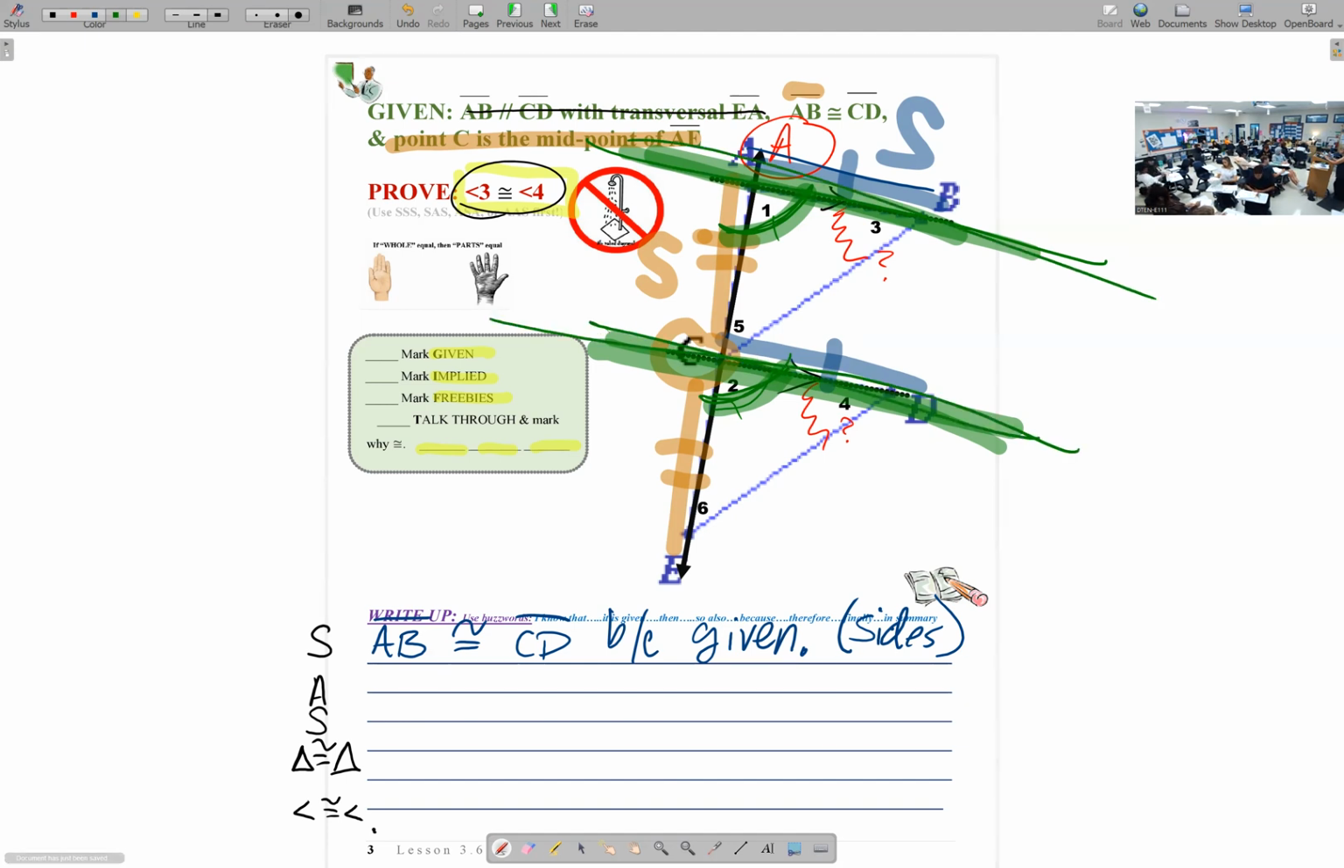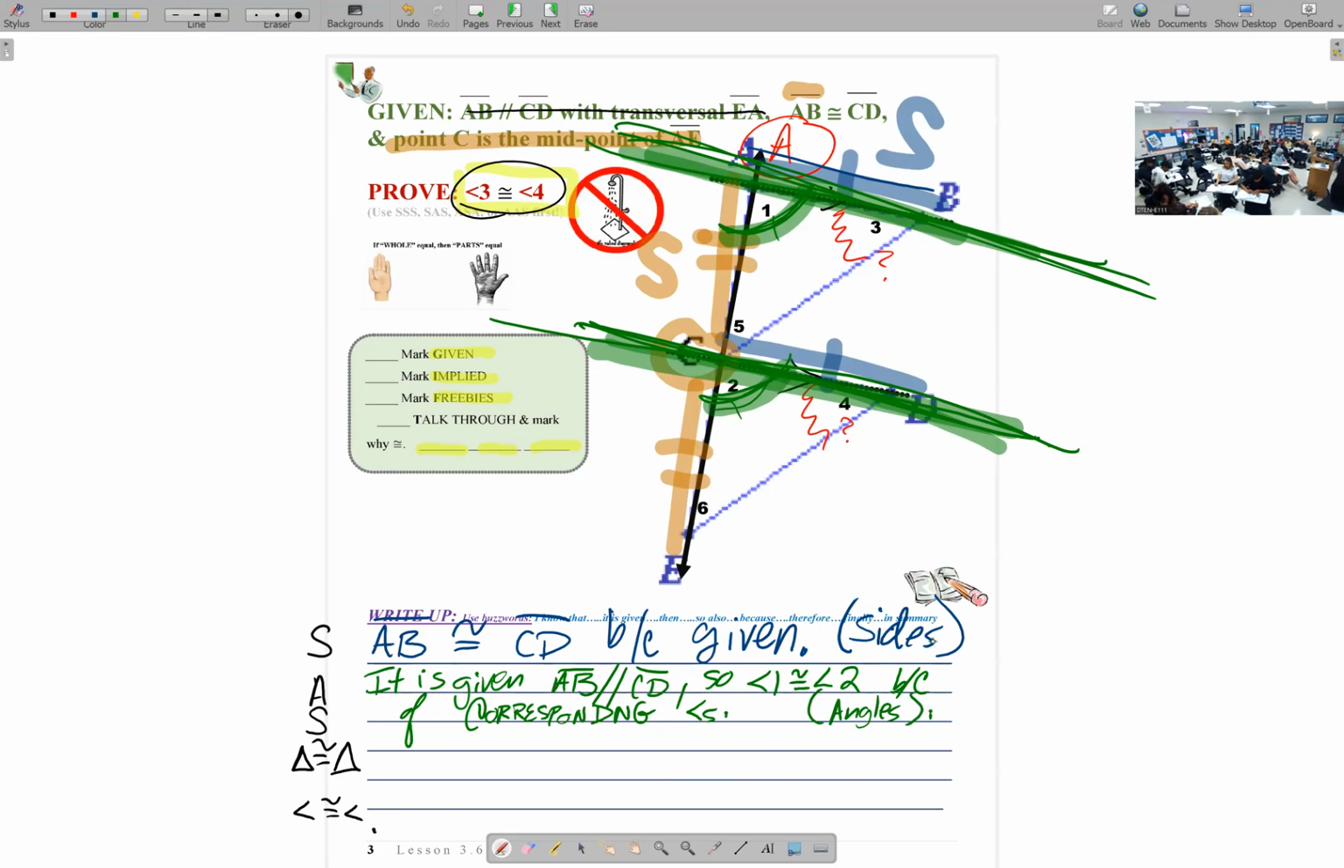Okay, before we can say 1 and 2 are equal, what do we first have to mention? What kind of lines? What about them? Parallel. So we have to say it is given AB parallel to CD. So angle 1, angle 2, because of corresponding angles. There is your angles. So before I can say 1 and 2 are congruent, I have to talk about the parallel lines.